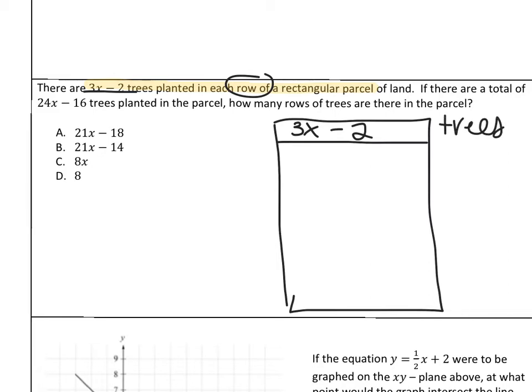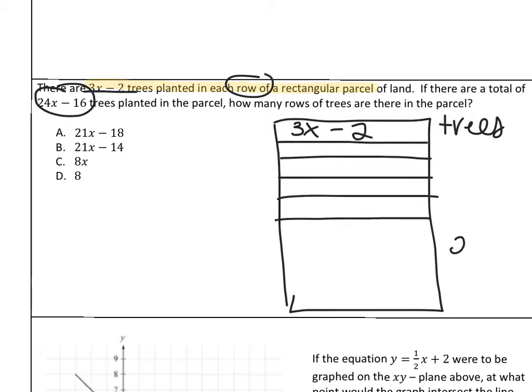Now we're saying that there are a total of 24x minus 16 trees planted in the parcel. So that means when we put all these rows together, we should get a total of 24x minus 16. So there's a couple ways we can do this.